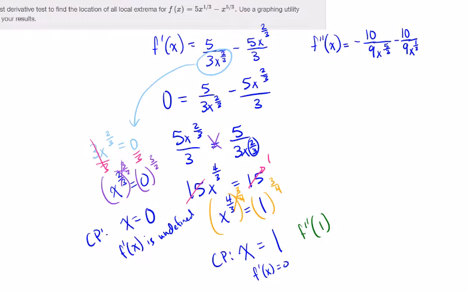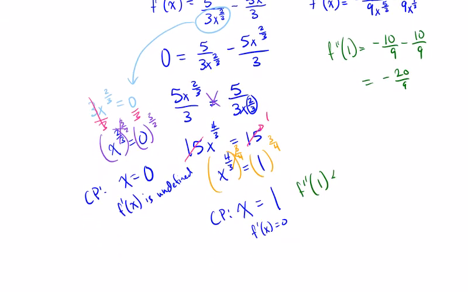So if I plug in 1 here, f double primed at 1, what I'll get is negative 10, and then 1 to any power is 1, like we've seen, so it's just going to be 10 over 9, because this will just cancel out. And then the same thing on this one, right? This will just cancel out, so it'll be 10 over 9, and so that'll come out to negative 20 over 9, and the keyword there is negative, so it's less than 0, so that means this is a maximum.